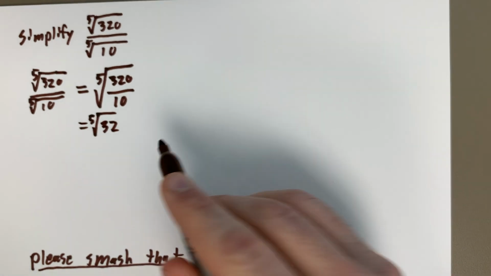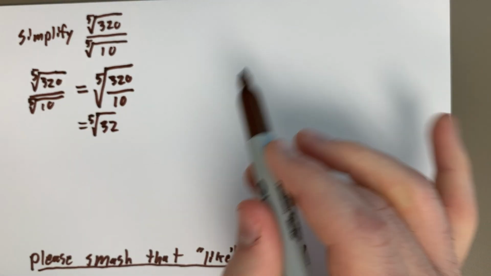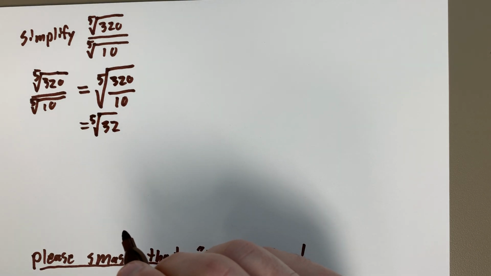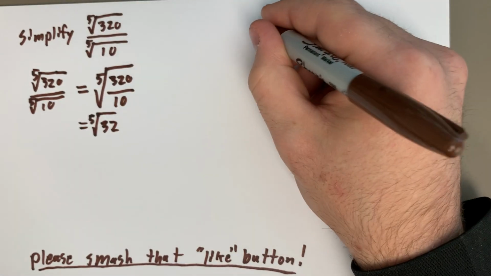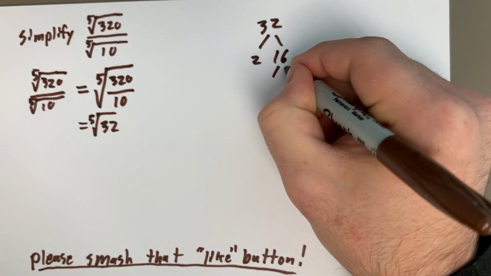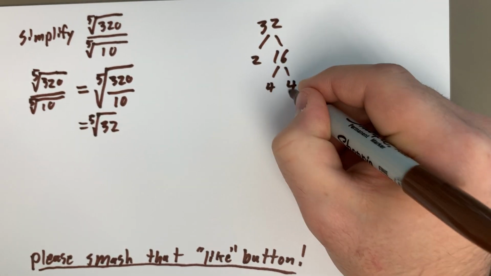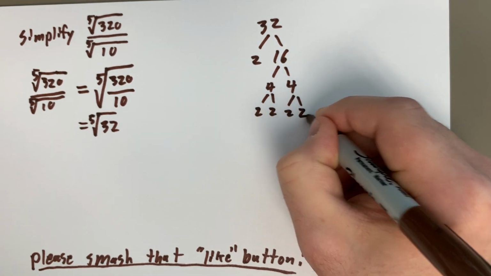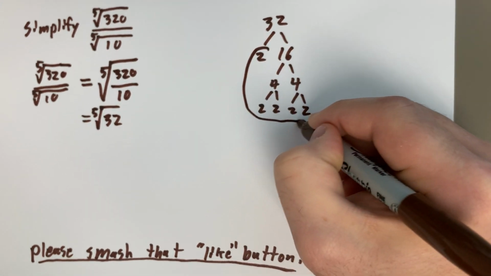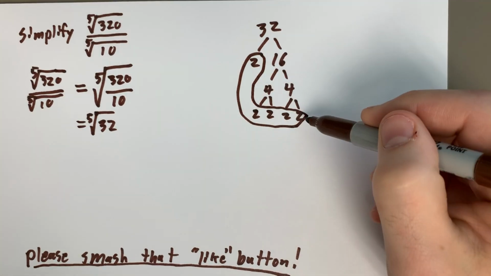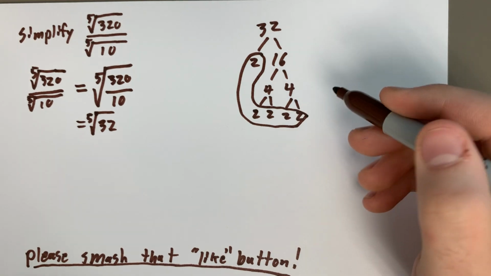All right, so now we don't have a quotient to deal with anymore. We can probably factor this guy into something that has clusters of 5 factors. So taking the 32, breaking it down, that's going to be 2 times 16. 16 is 4 times 4. And 4 is 2 times 2. And 4 is 2 times 2. So how about that? I've got exactly 5 2's to work with here.